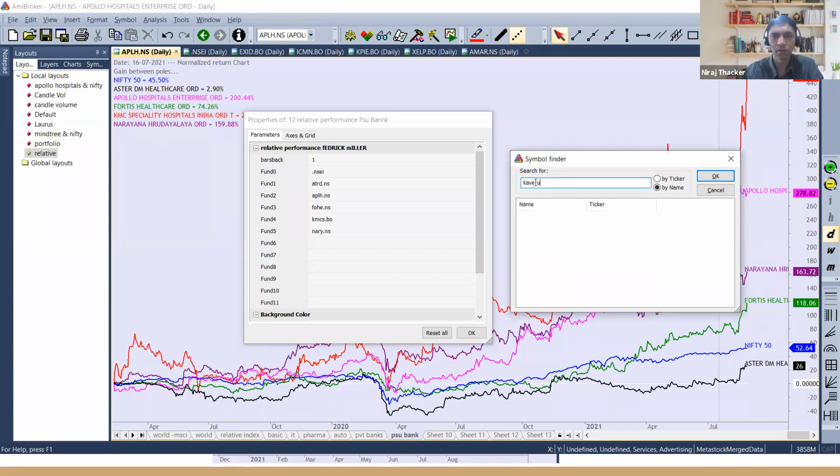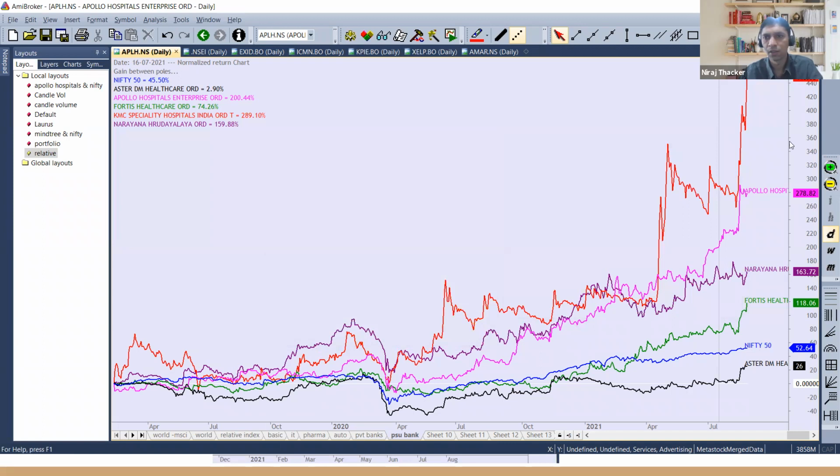Kaveri seed is coming. So, okay, let's take this. So you'll have an idea. This should be enough to understand. You can see here, now Aster is at the lowest, then Fortis, then Narayana Hrudayalaya, then Apollo Hospital, and then KMC. Now you do the valuation. You see the fundamentals, which are reasonable. Now we want to stick to the top two, so KMC and Apollo. Now in these two, you decide.